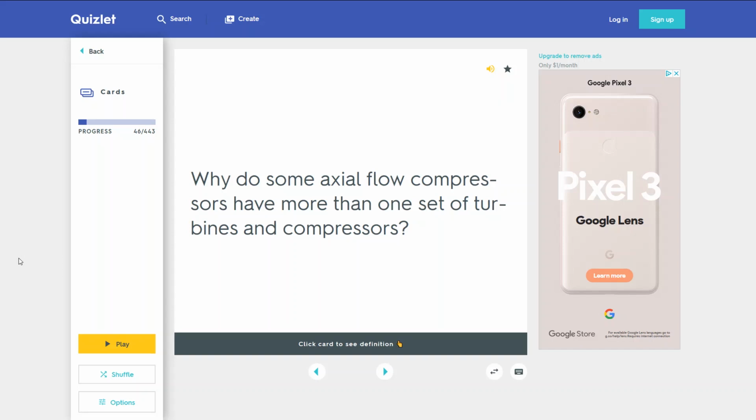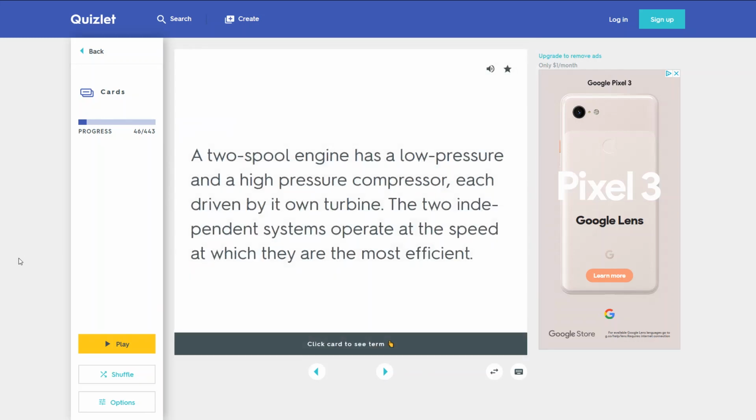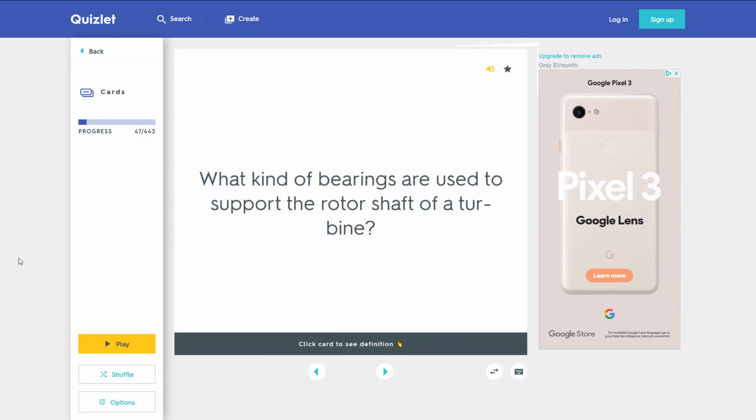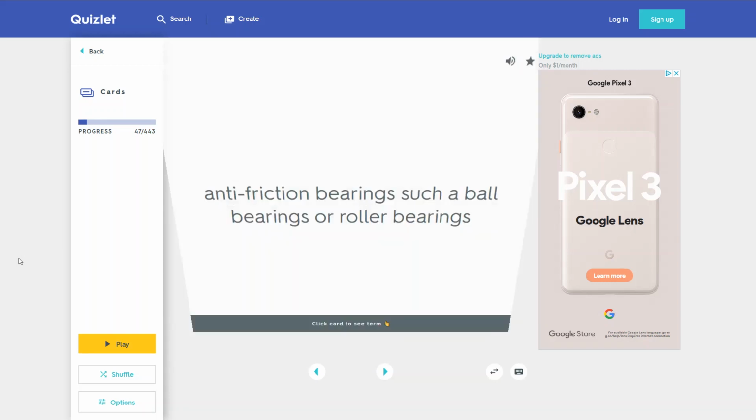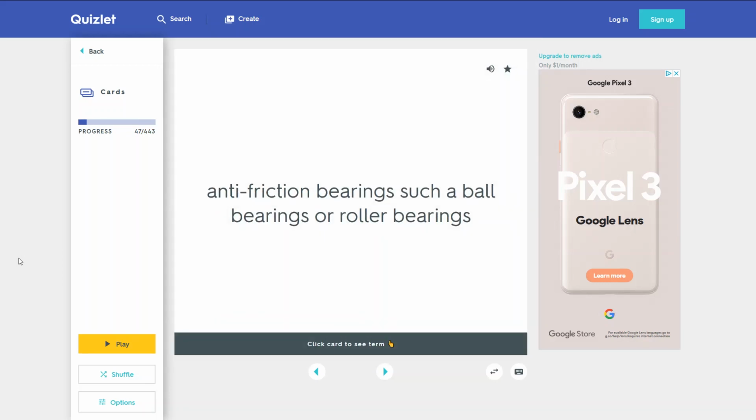Why do some axial flow compressors have more than 1 set of turbines and compressors? A 2-spool engine has a low-pressure and a high-pressure compressor, each driven by its own turbine. The 2 independent systems operate at the speed at which they are the most efficient. What kind of bearings are used to support the rotor shaft of a turbine? Anti-friction bearings such as ball bearings or roller bearings.